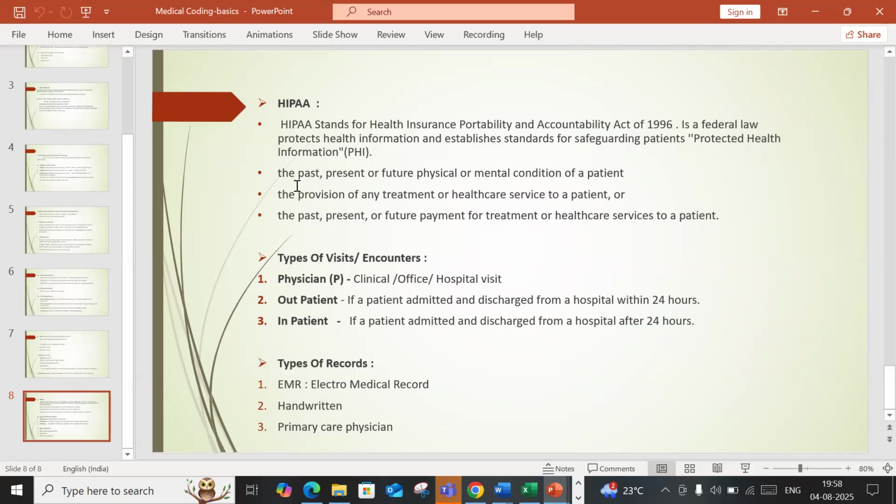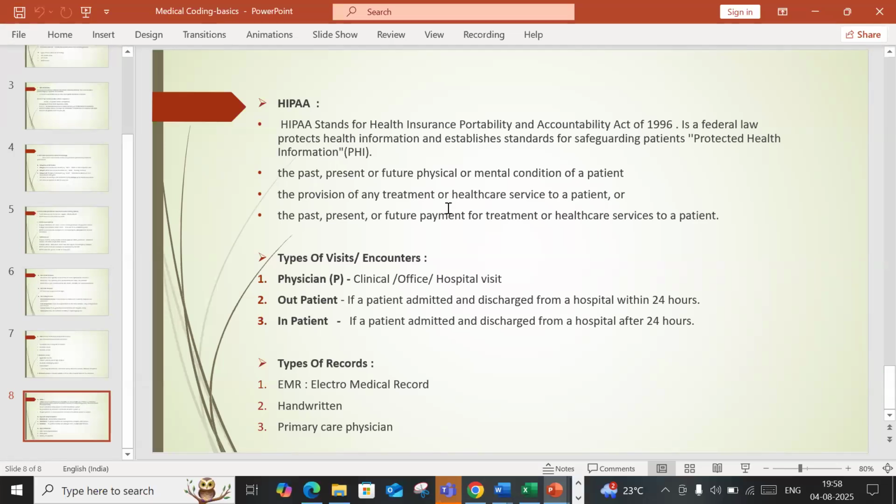What kind of information? The past, present or future physical or mental condition of a patient, the provision of any treatment or healthcare services to a patient, or the past, present or future payment for treatment or healthcare services to a patient. So they are protecting this information from these four bodies.